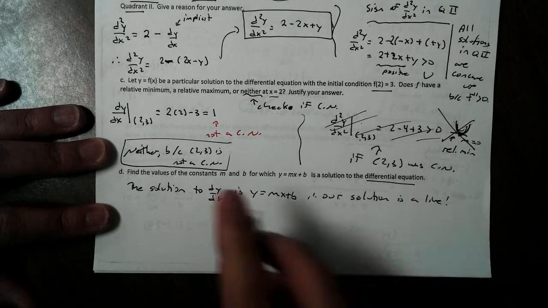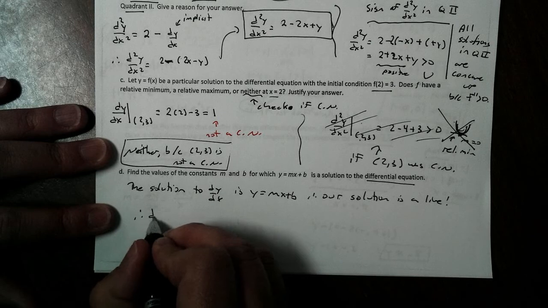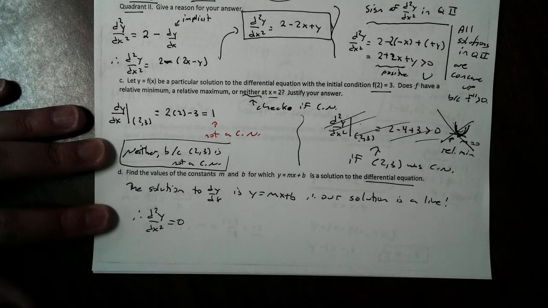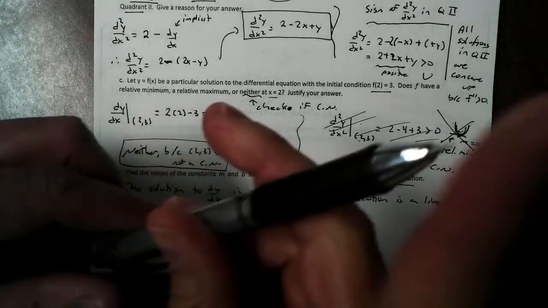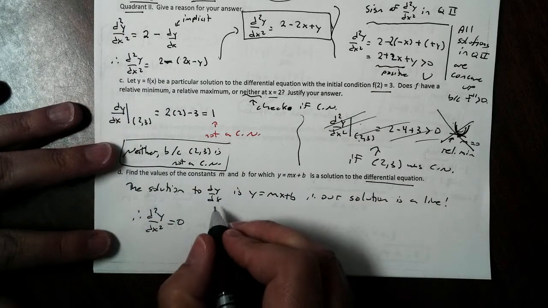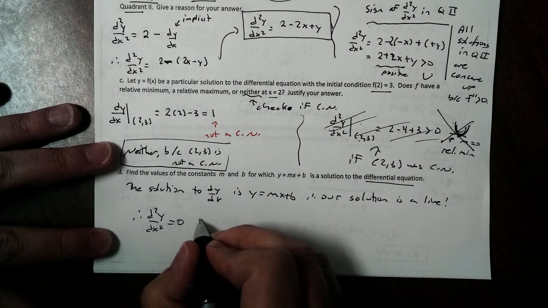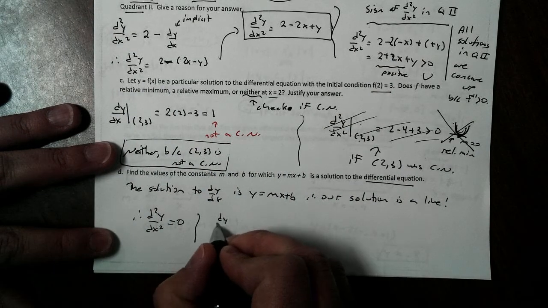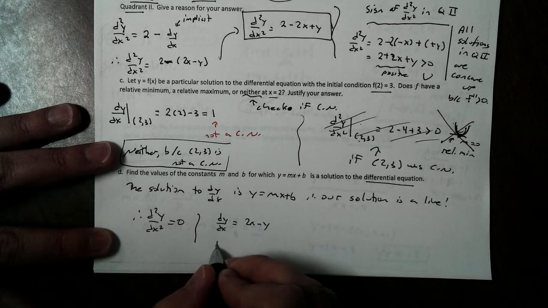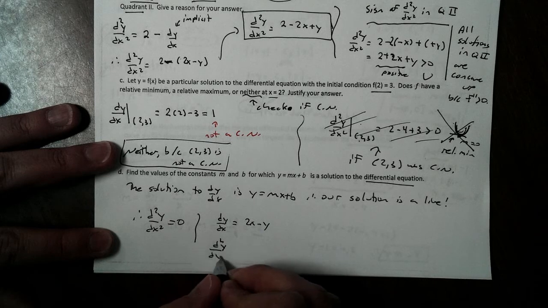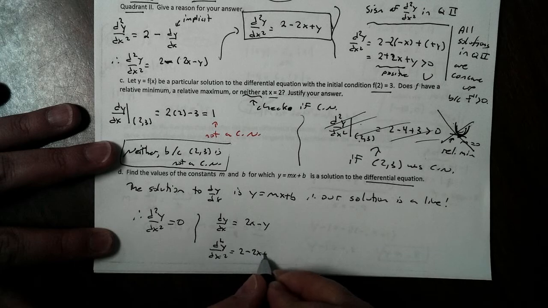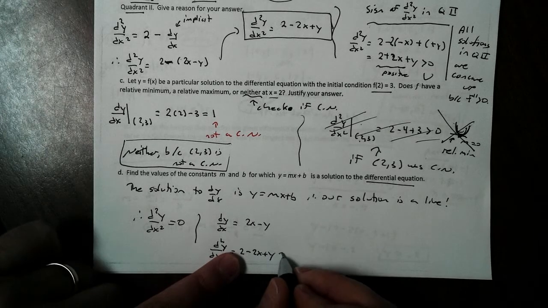So if our solution is a line, I know that my second derivative has to be 0. Remember, for a line, the first derivative is a constant, the second derivative is going to be 0. So if we look at a couple things right here, I know that my derivative dy dx is 2x minus y, and that our second derivative is 2 minus 2x plus y. Well, I know that this has to be 0.